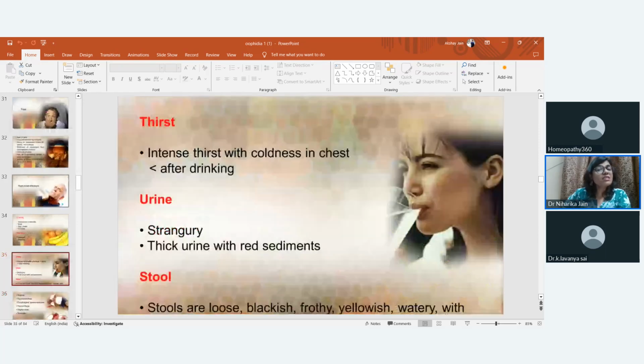Thirst. Intense thirst with coldness in the chest. Aggravation after drinking. Urine: scanty, thick urine with red sediment. Stools are loose, black, frothy, yellowish, watery.